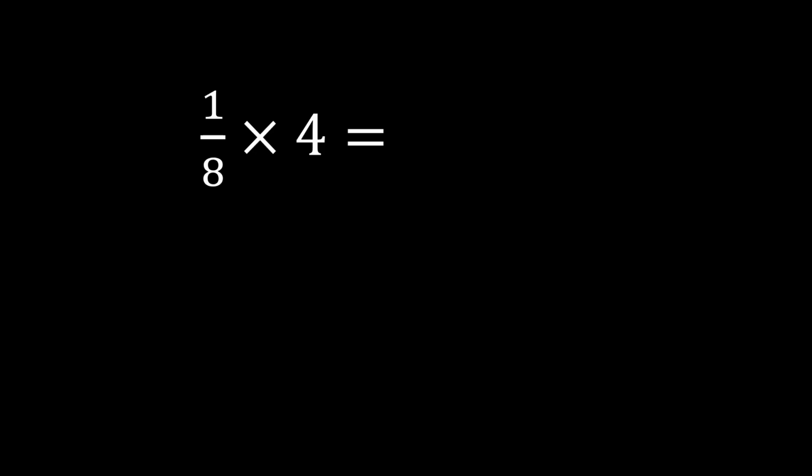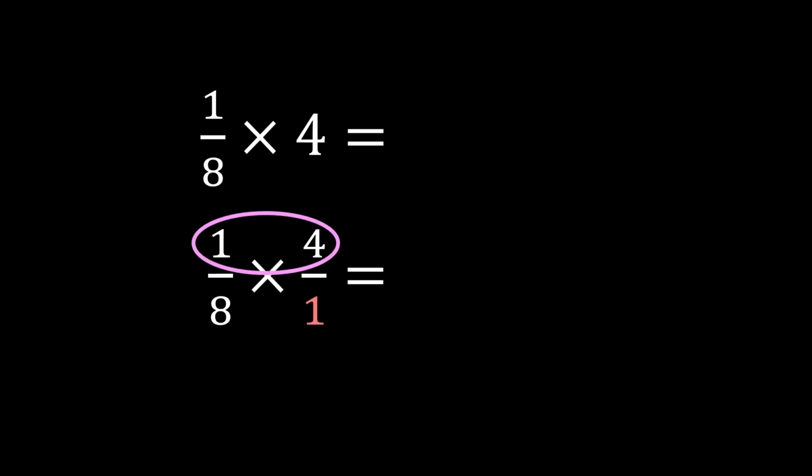This example is 1/8 times 4. Because I multiplied numerator times numerator and denominator times denominator when multiplying fractions, I will need 4 in fraction form. To turn a whole number into a fraction, I simply put it over 1. 4 equals 4 over 1. And now I can continue my problem. I'll start with multiplying the numerator times the numerator. 1 times 4 is 4. 4 is my numerator, my product.